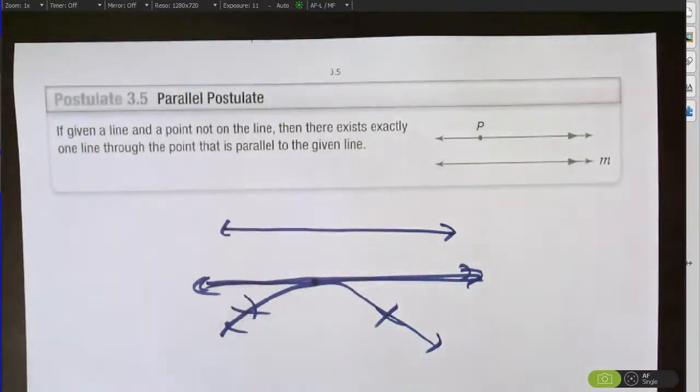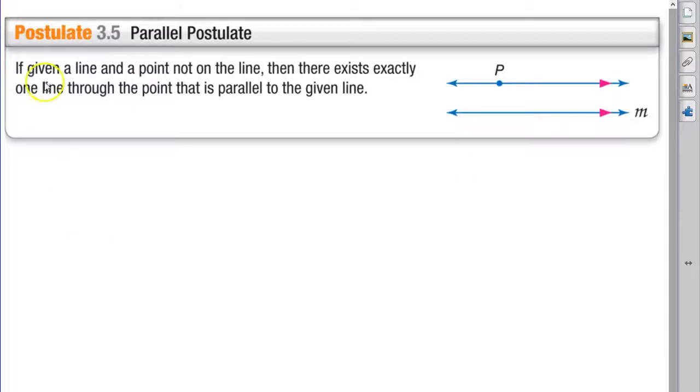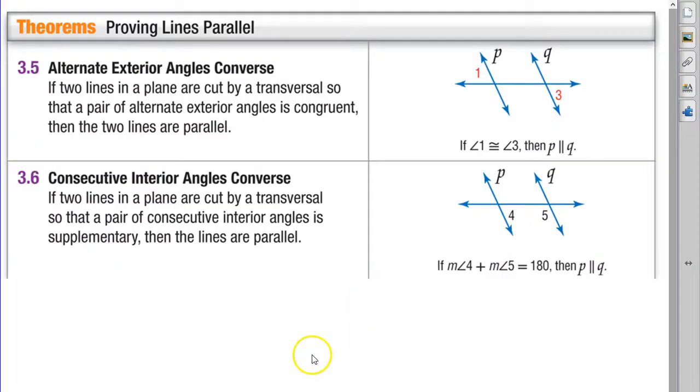Now the rest of the theorems in this section are theorems we've seen before, just in their converse forms. So theorem 3.5, instead of saying if lines are parallel, alternate exterior angles are congruent, we're going to do the converse of it. If two lines in a plane are cut by a transversal so that a pair of alternate exterior angles is congruent, then the lines are parallel. Okay. 3.6, consecutive interior angles converse. We said in 3.6 that if lines are parallel, then the consecutive interior angles are supplementary. Well, now we're going to flip it and say if they're supplementary, then the lines are parallel. So if two lines in a plane are cut by a transversal so that a pair of consecutive interior angles is supplementary, then the lines are parallel.